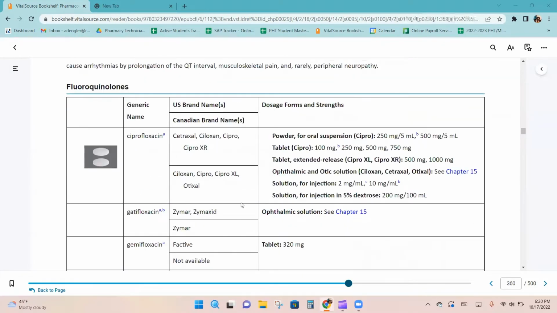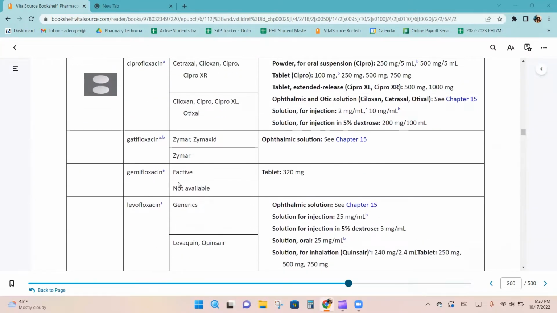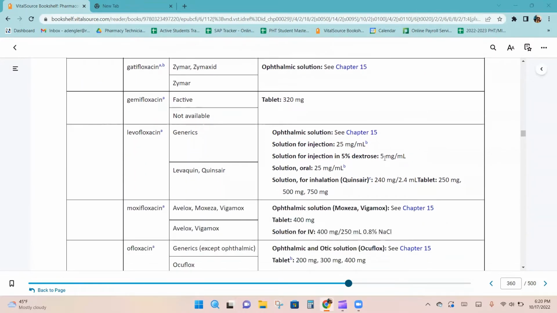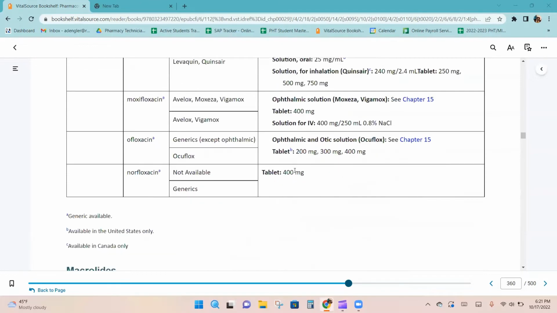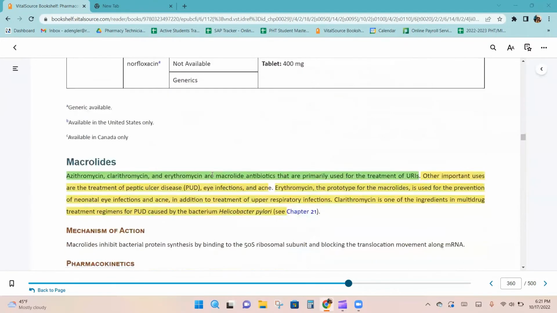So we have our fluoroquinolones. You can see ciprofloxacin. We have many different dosage forms and brand names. Factive only has one strength of tablet. Zymar and Zymaxid are ophthalmic solutions, which we talked about in chapter 15. Levofloxacin, which is Levaquin in the US too. And we have all of these different dosage strengths. And we have moxifloxacin, ofloxacin, and norfloxacin, which is not available in the US. So I shouldn't have said that.